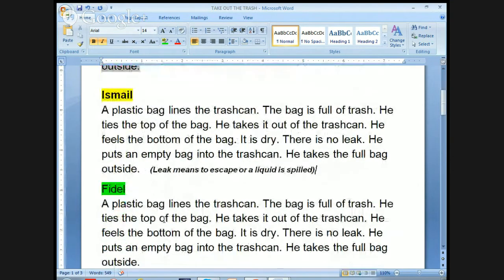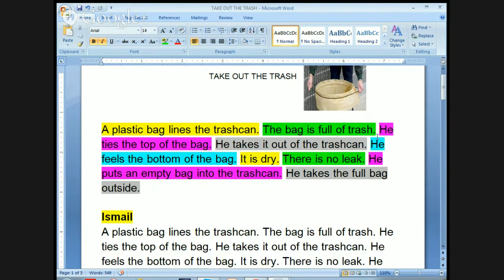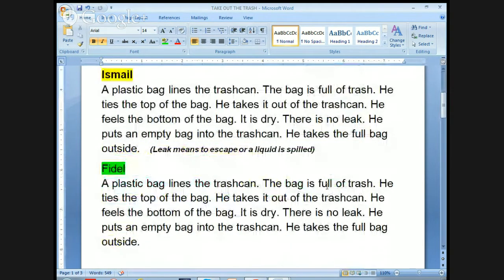Teacher, what does lines mean in the first sentence? Okay, a plastic bag lines. Do you see this trash can here? And underneath this plastic, there's a can to hold the trash. So the trash goes into this can. But to keep the can from getting dirty, the plastic bag lines the trash can. Is that clear? Okay, great. All right, any other questions?